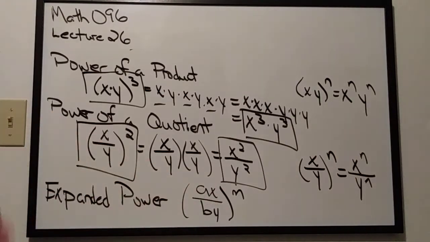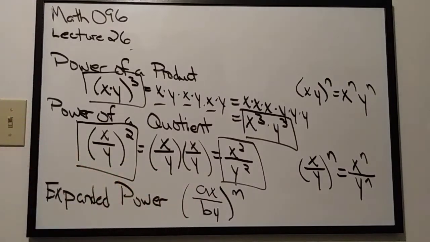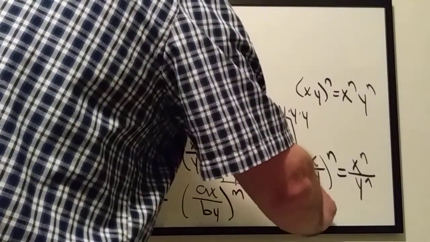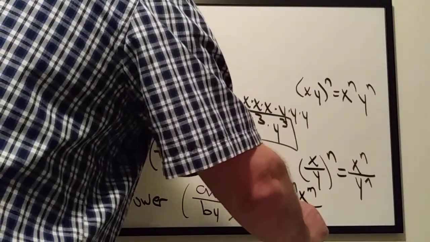The a and the x are connected by multiplication, so that means the product rule is applicable. The b and the y are connected by multiplication. That means the product rule is applicable. And then the ax in the numerator and the by in the denominator are connected by division. That means the quotient rule is applicable. We don't have any additions, we don't have any subtractions, so I can bring that power of m down to every single piece here. So the expanded power rule says we're going to have a to the m times x to the m, all divided by b to the m times y to the m.